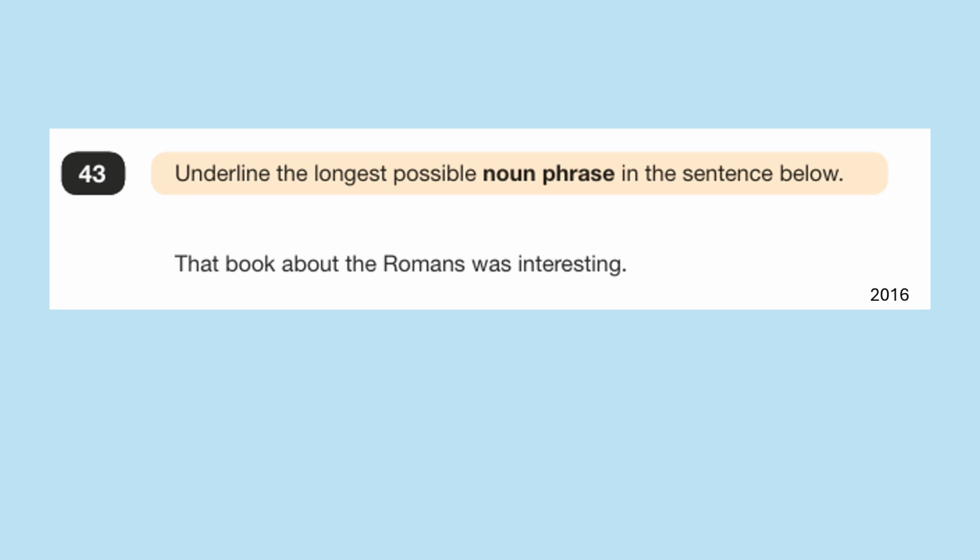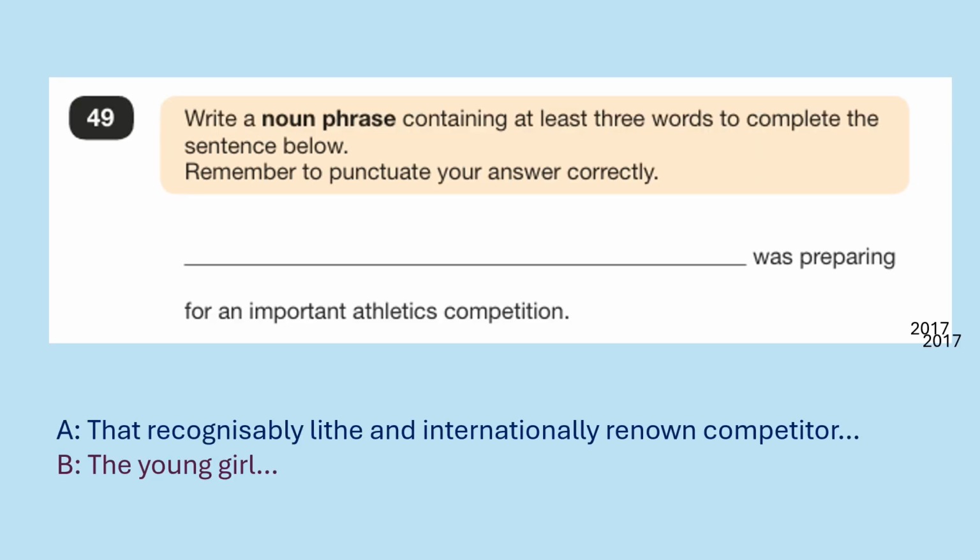Underline the longest possible noun phrase in the sentence. So I can see a noun phrase, the, and Romans, there's a noun. So I could say, well, that's a noun phrase. But the longest possible noun phrase would be that book about the Romans. So there's my head noun, and I've got my determiner, and here is my post-modifying prepositional phrase, that book about the Romans.